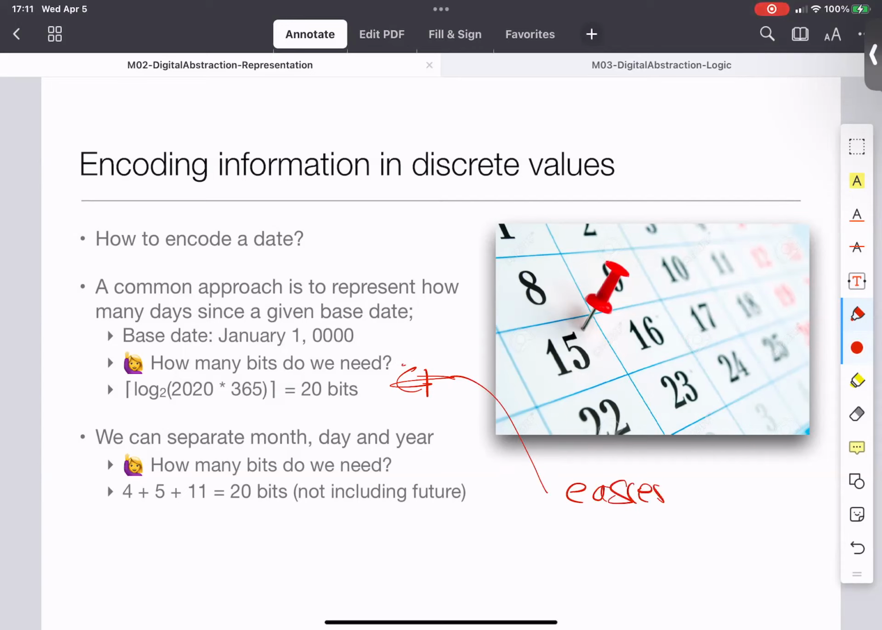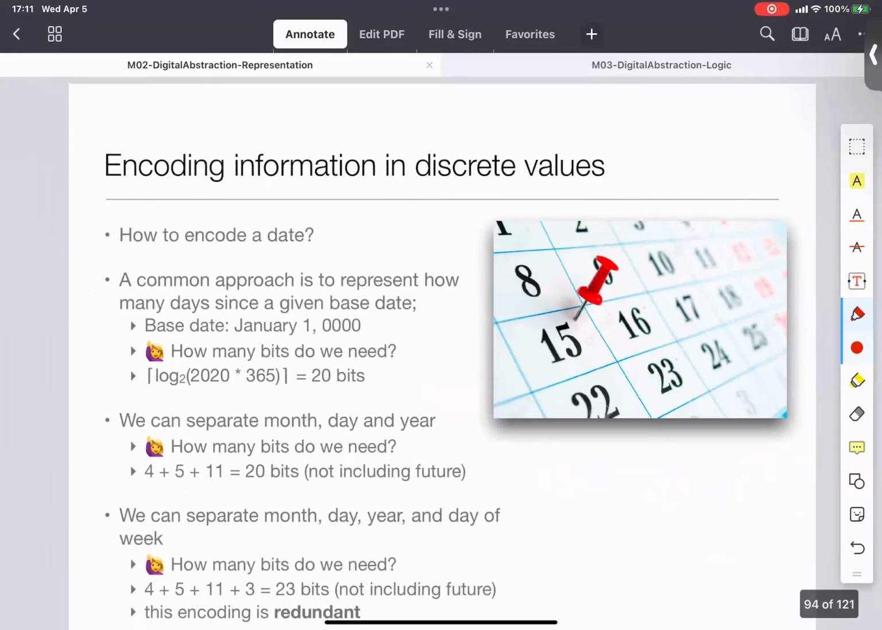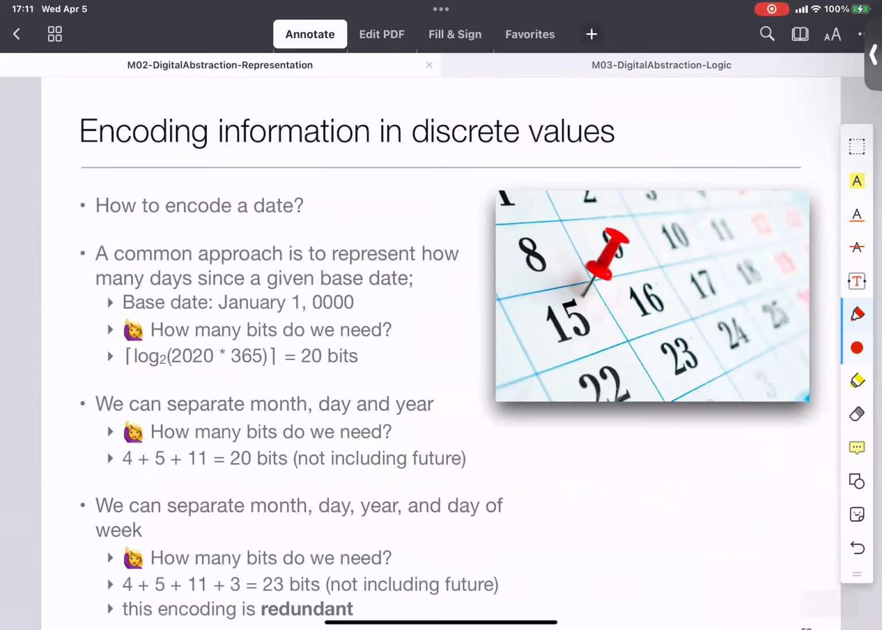Easier day of week. So if I expect day of week to be a common operation, I should either pick this, or I can explicitly add another 3 bits to do day of week encoding. So I can do a separate day of week, but in that case, there is redundant information, because day of week can in principle be computed using the other 3 fields, but it just makes an operation easier.